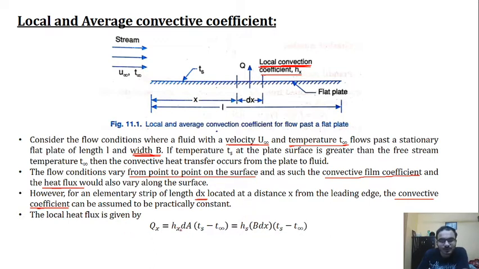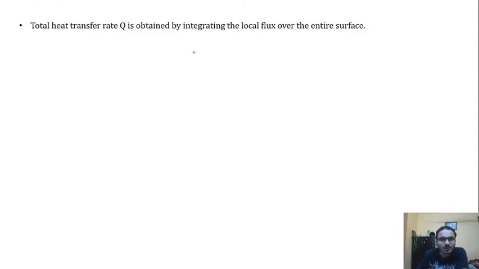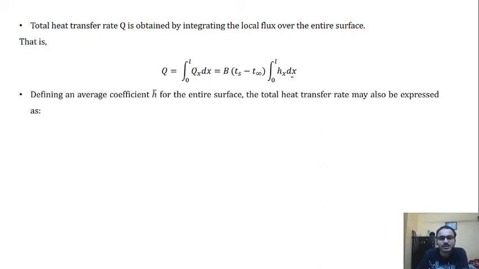And instead of dA, that is the elementary area, we can write down B dx, where B is the width of the strip. That is inside this plane, where Hx is the local convection coefficient. Now the total heat transfer rate Q can be obtained by integrating the local heat flux over the entire surface, that is given by this formula, 0 to L, for the total length of the flat plate. We have taken constant terms outside, and in the integration part we only have Hx dx.